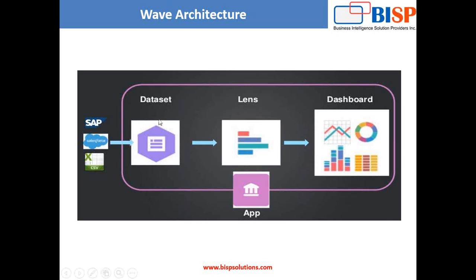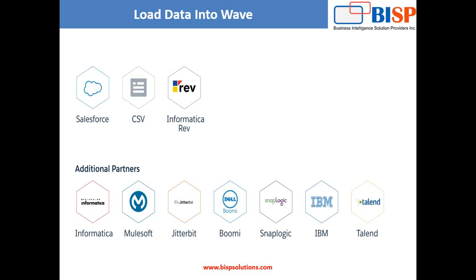Salesforce Wave can directly pull data from SAP, Salesforce or CSV, but bringing the data from SAP into a dataset in Wave Analytics would require additional drivers. Let me show you that. As you can see here, these are the additional partners. To bring data from SAP or any other technology into Wave, we'll take help of these additional partners, either SnapLogic, Dell Boomi, Jitterbit, Informatica, Talend or IBM. To bring data directly from Salesforce, we have a Salesforce connector. We can use it to directly bring the data from Salesforce into Wave.